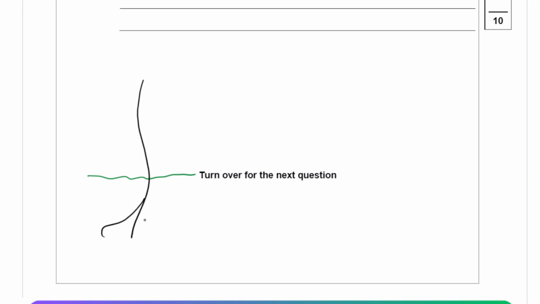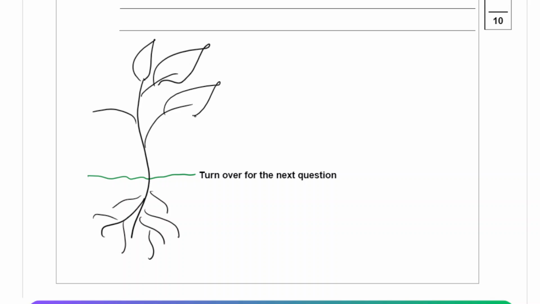I've got the stem, the roots, the branches, and the leaf. So how does water actually enter from the soil? So water enters through the root mainly by osmosis and by diffusion as well.